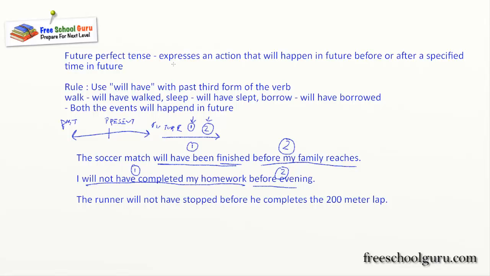This is what we learned here. If you look at the definition, it expresses an action that will happen in future before or after a specified time in future. Specified time, that's the key. That's what you have to remember. If I say the runner will not have stopped, an event in future, before he completes the 200-meter lap, this is the event. So what is the common thing in all the sentences? Before. Before is used to describe a specified time or event in future. So that becomes your rule number 2.